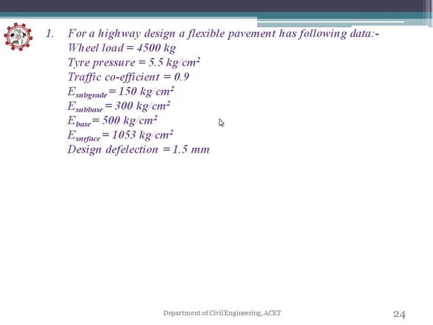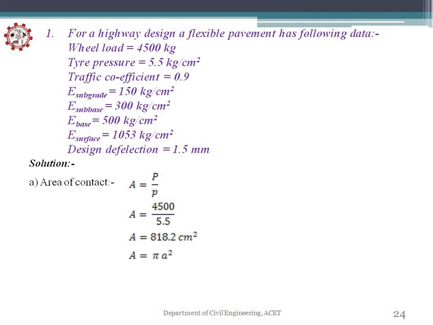So let us calculate the design of flexible pavement by the triaxial method. A highway flexible pavement design has the following data: wheel load 4500 kg, tire pressure 5.5 kg per centimeter square, traffic coefficient 0.9, E of subgrade 150, E of subbase 300, E of base 500, E of surface 1053 kg per centimeter square, and design deflection is 1.5. So let us solve the numerical. We need to calculate the area equals P upon p. So area is coming to 818.2 centimeter square.